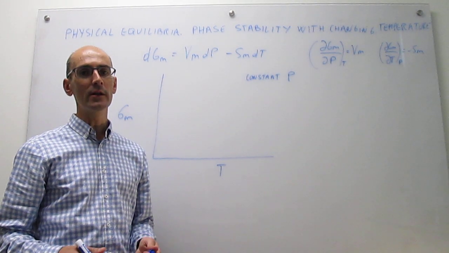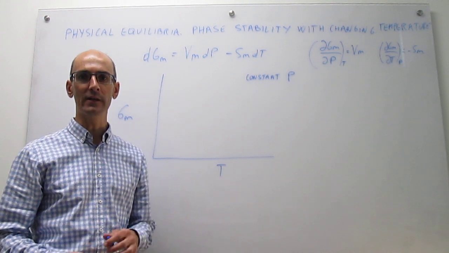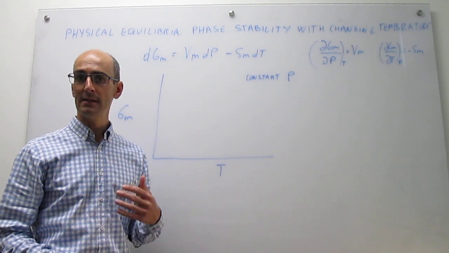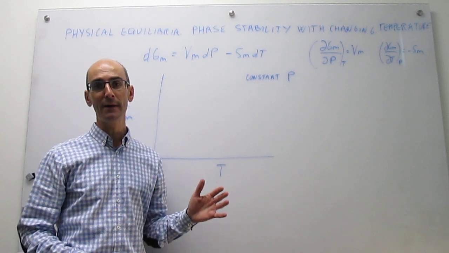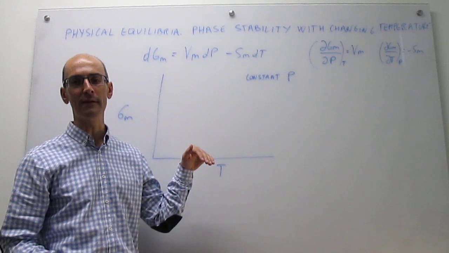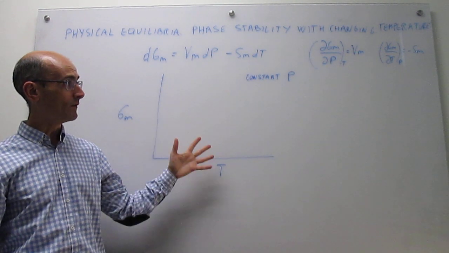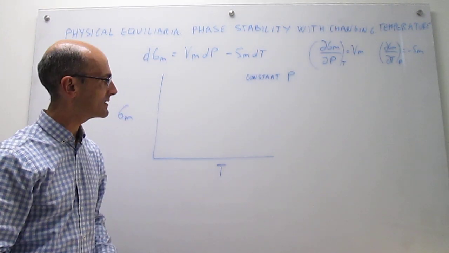Now we know that the molar entropies of phases are different. We always know that gases are far more entropic than liquids than solids. That means that they have a larger molar entropy. Molar entropies are always positive. That means that all of the lines that you're going to see in this graph will have negative slope, because the dependence of the molar Gibbs energy with temperature is as the minus molar entropy. Alright, so let's get started with that.